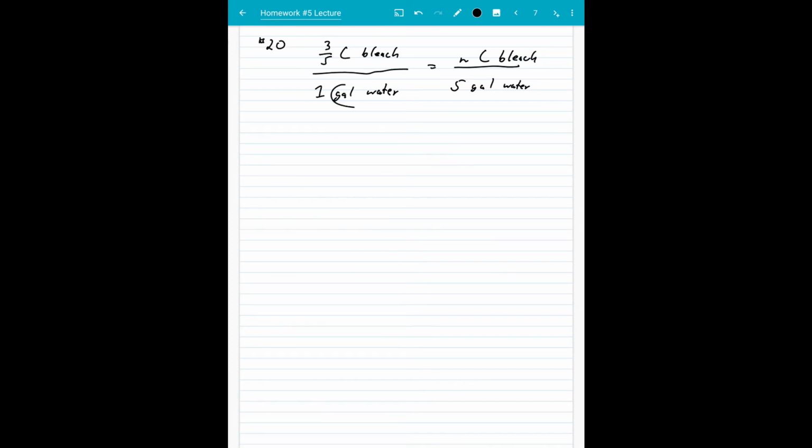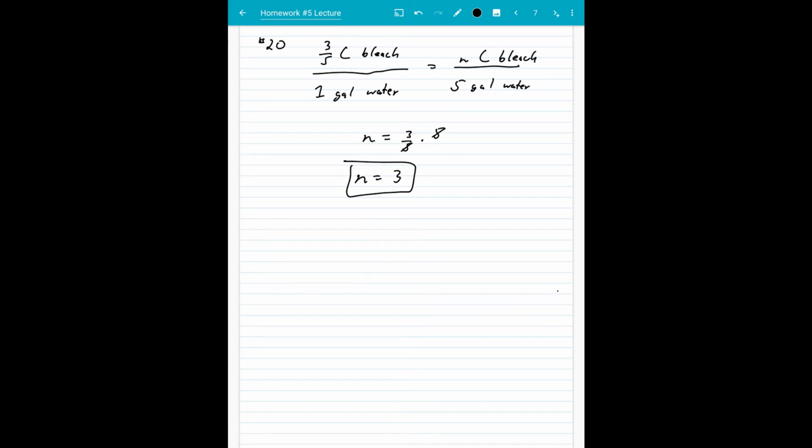You can check. It's gallons to gallons of water, and it's cups of bleach to cups of bleach. Don't need to do any conversions or anything here, since the top is equal to top, the bottom is equal to the bottom. All you need to do is cross multiply. So 1 times n ends up making n. 3/5 times 5, you can see the 5's cancel out. You end up getting 3 as your answer for that.